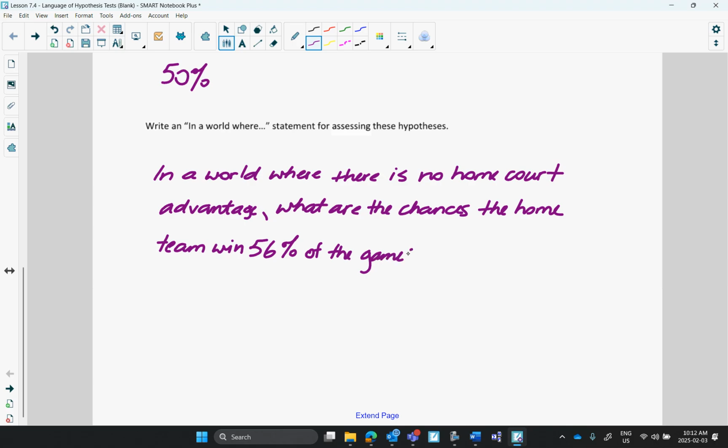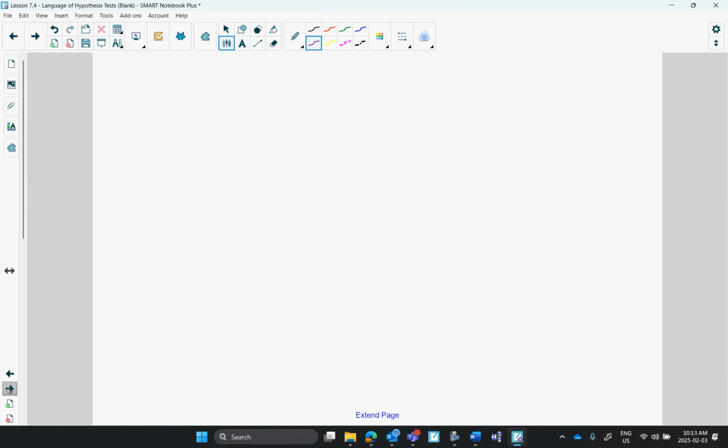If that probability is high, then we say, okay, it's likely to happen by chance alone. If that probability is really low, then we say, well, no, that's not likely to happen by chance alone, which suggests that there is a home team advantage. Because the probability is so low, that makes it unusual.